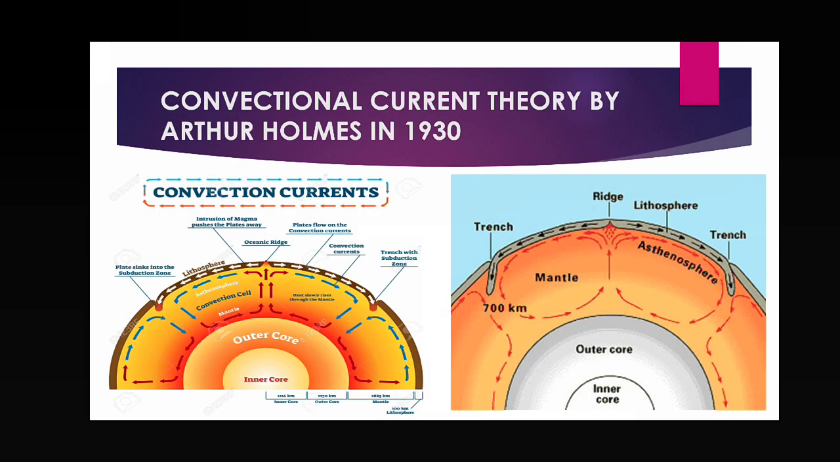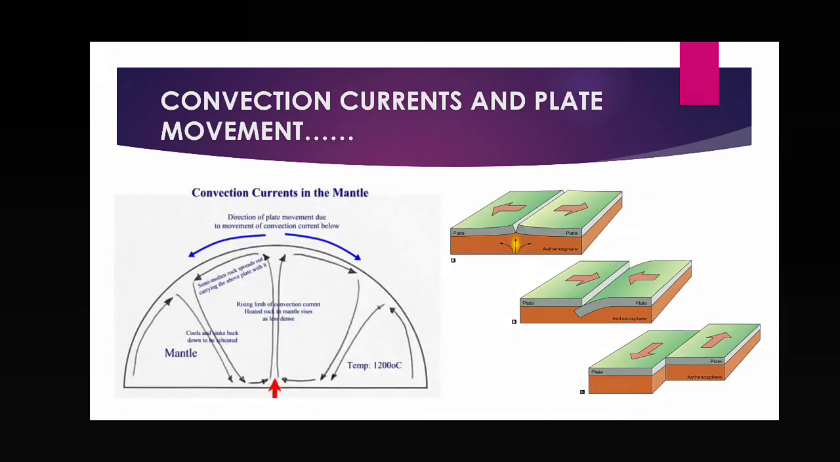And also we discussed why the plates are moving. There is one hypothesis or concept, given by Arthur Holmes in 1930. This scientific concept is called the convectional current theory, and according to it, convectional currents working in the asthenosphere are responsible for the movement of plates, and these convectional currents are responsible for the three types of movement of plates. Here also we discussed the same thing.